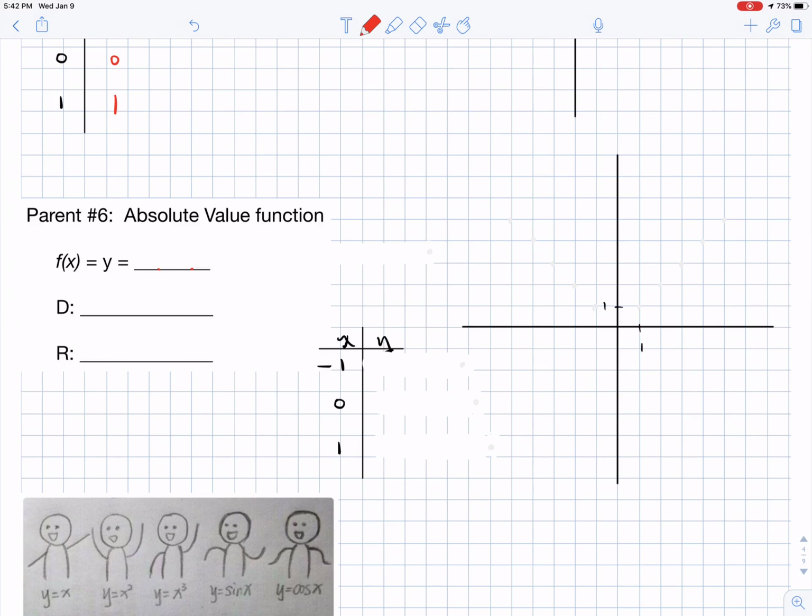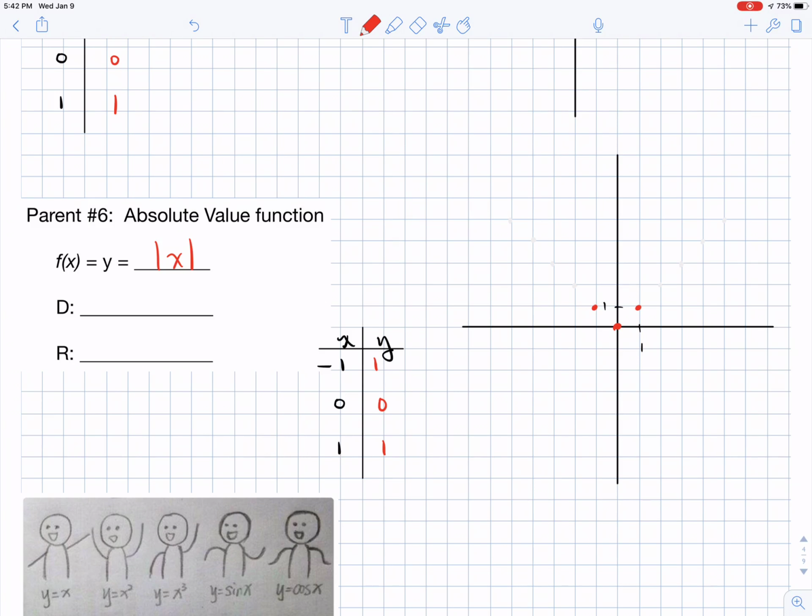The last parent is going to be the absolute value function. And you remember the absolute value bars. The absolute value of -1 is +1. Absolute value of 0 is 0. Absolute value of 1 is 1. So we have here, oops, I didn't mean to erase that. We have (0, 0) and (1, 1). We also have (-1, 1). This looks like the squaring function did at first.